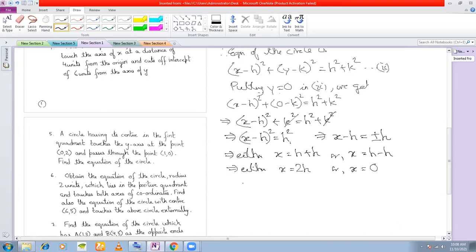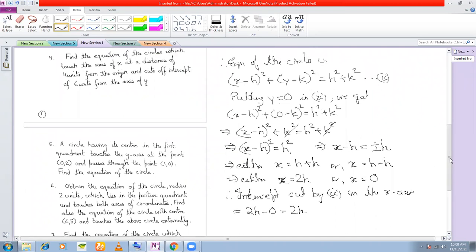So what do we have? Can x be equal to 0? Now these two are actually giving you the x coordinate of the point of intersection, right? So what should be the intercept? Therefore, intercept cut by the circle on the x-axis is equal to 2h minus 0, which is equal to 2h, right?